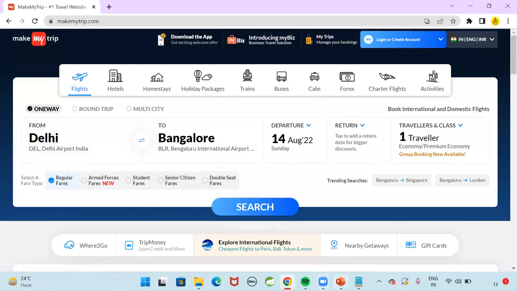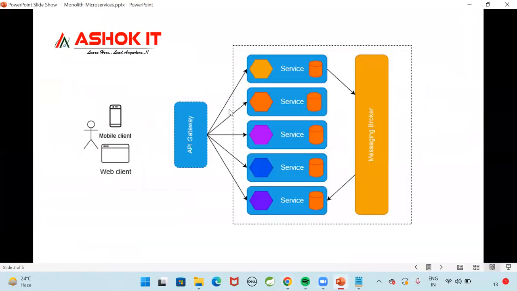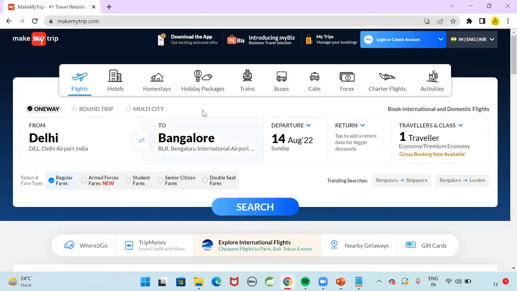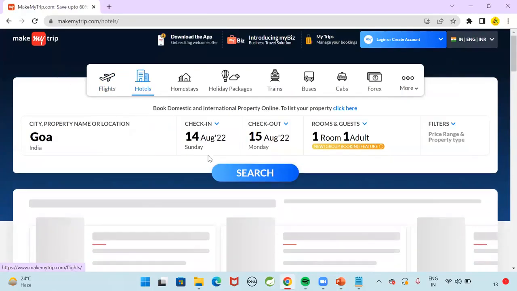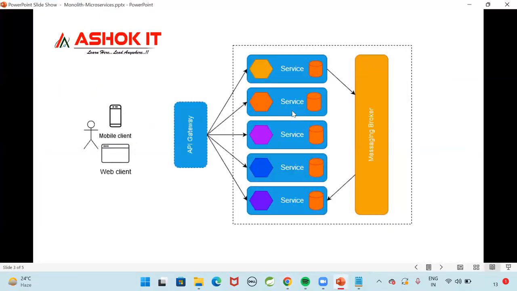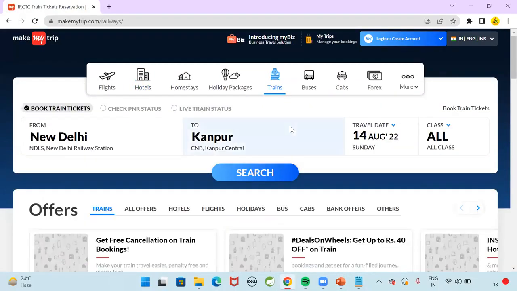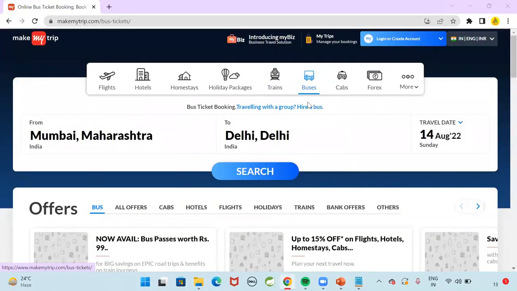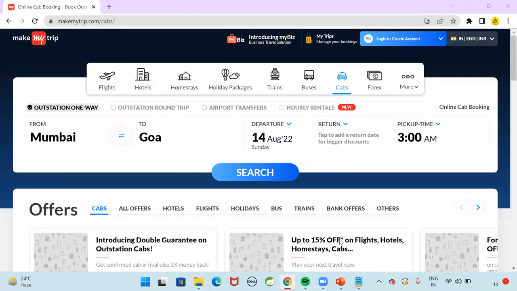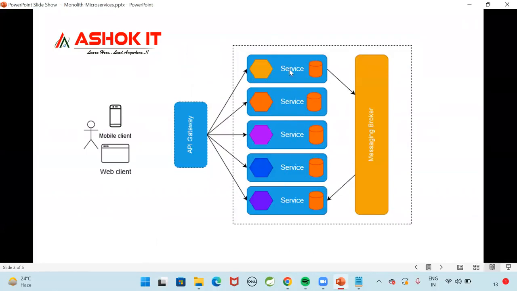For flights, one API will be available in the background. For booking the flights, one service will be available, that is one REST API. To book the hotels, one REST API will be available, that is called one service. To book the trains, one REST API will be available in the background. To book the buses, one REST API, and to book the cabs, one REST API. So here the services are nothing but REST APIs which have a goal.